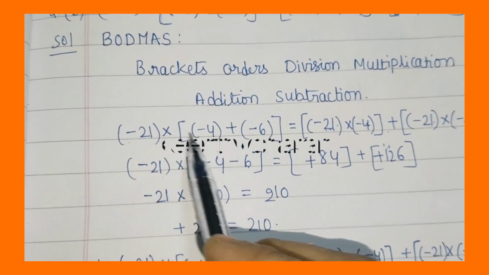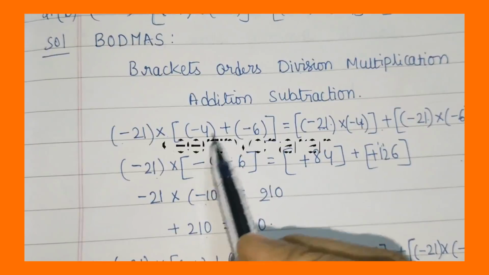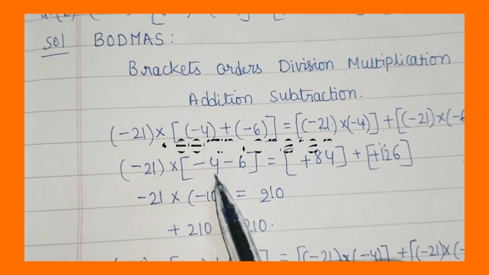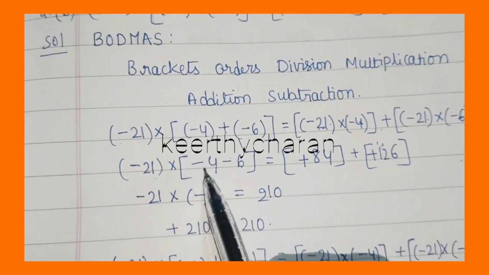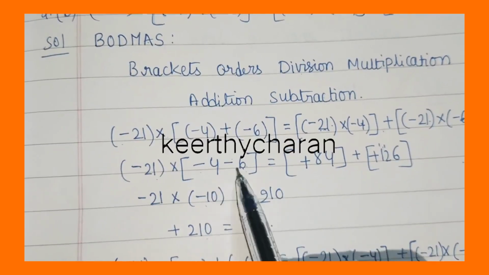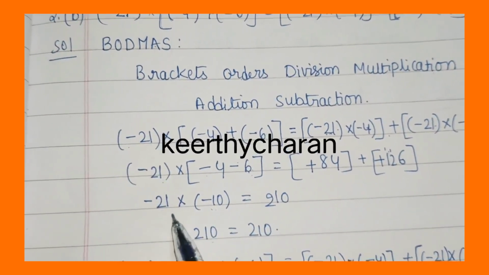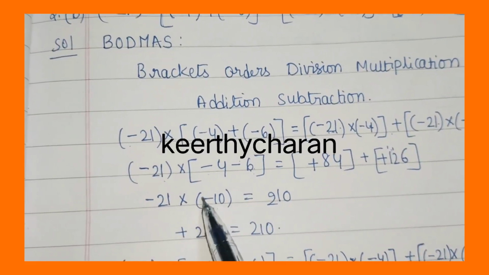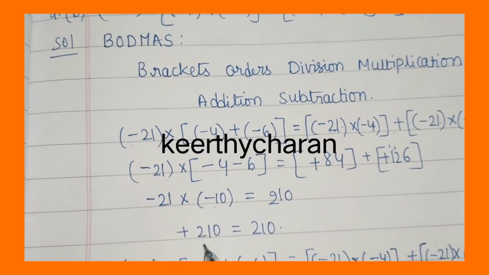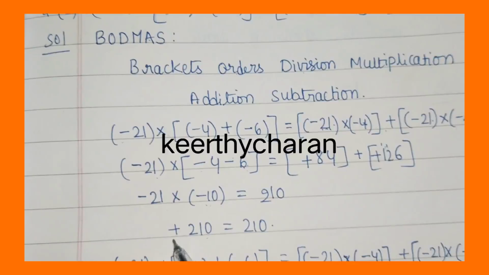So minus 21 into [minus 4 plus of minus 6]. First in brackets we will solve. So minus 4 minus 6. Both are minus, so you have to add them. So minus 10 will come. Minus 21 as it is you will write. So finally minus 21 into minus 10 means 210, minus into minus is plus.